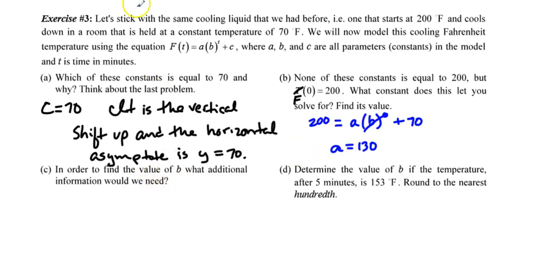All right, so I've got a C value and an A value. Now we should be able to find out a B value. What information would we need? Well, if we knew A and C, and we wanted to find B, we'd have to know an x and y pair, a temperature and a time pair.